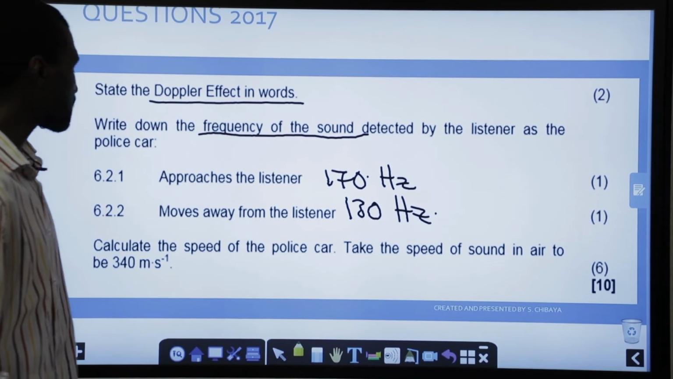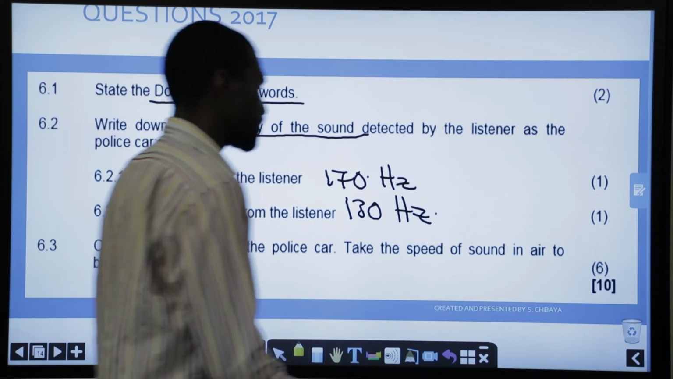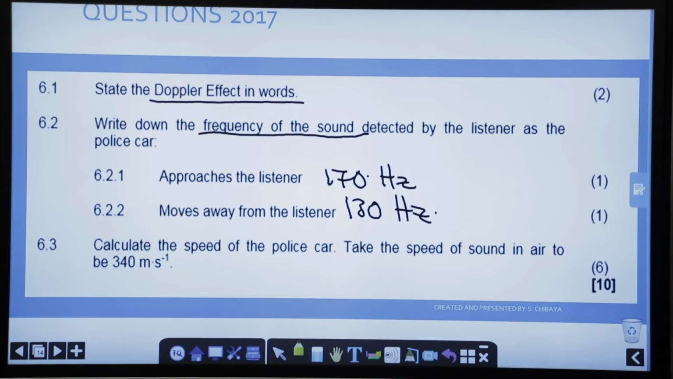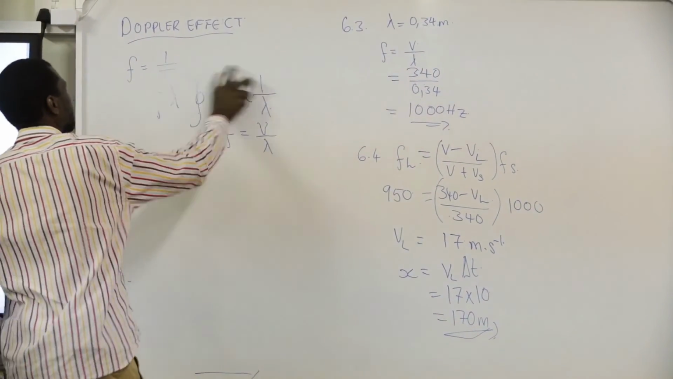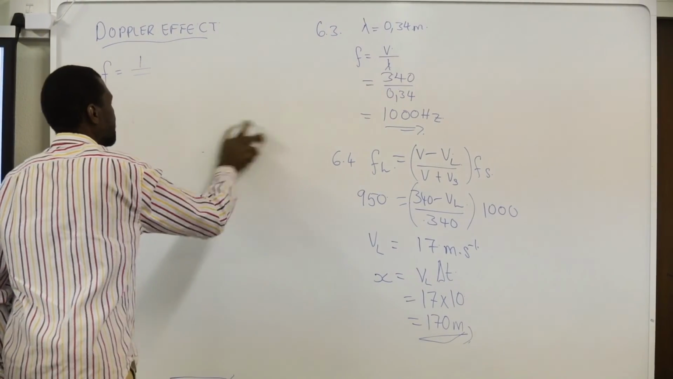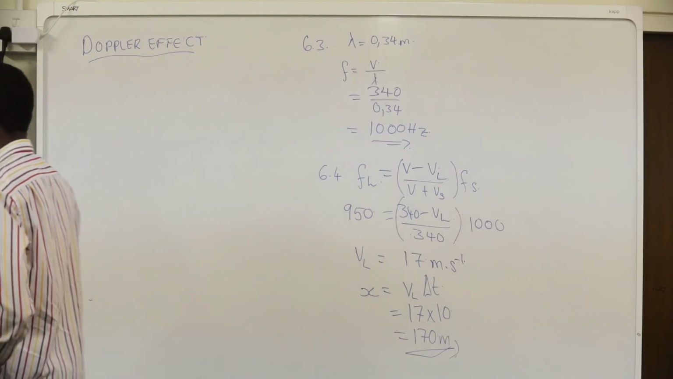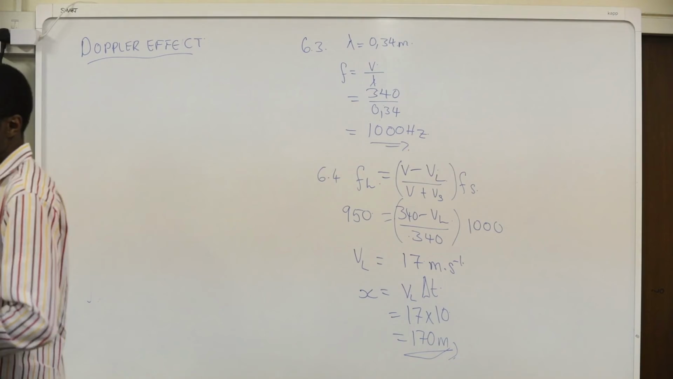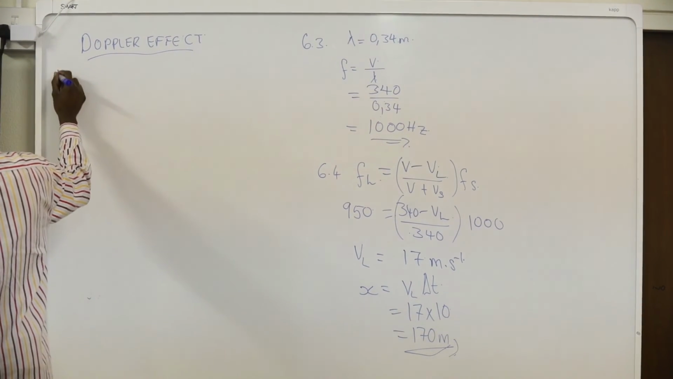The next part is important. It says calculate the speed of the police car. Take the speed of sound in air to be 340. So right now we want to find the velocity. Calculate the speed of the police car, take the speed of sound in air to be 340. What are we saying here? We are saying it's moving towards the listener, when it's approaching.